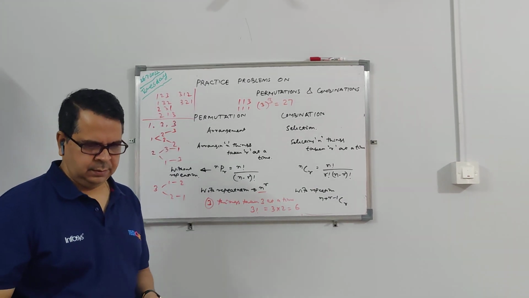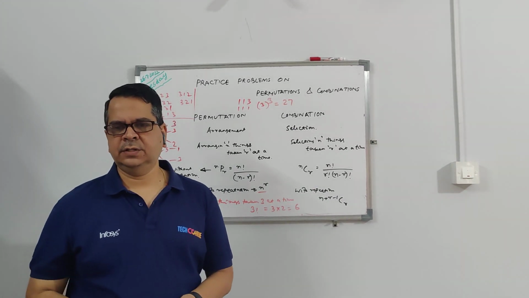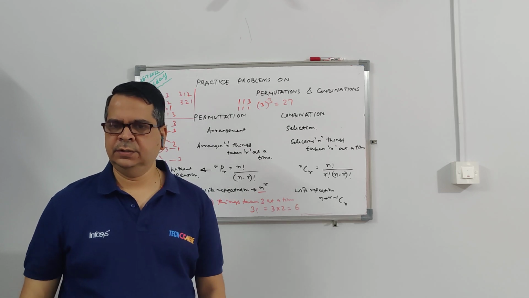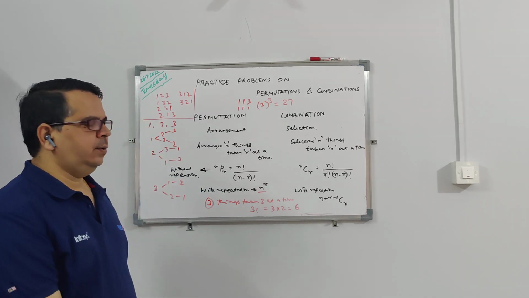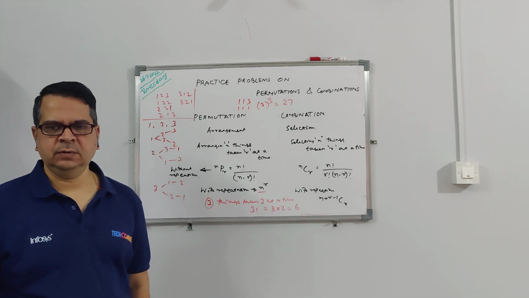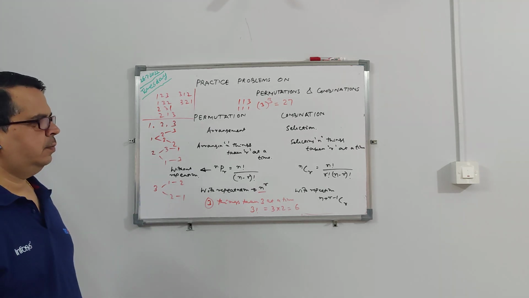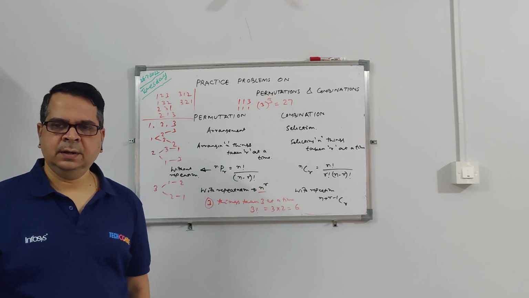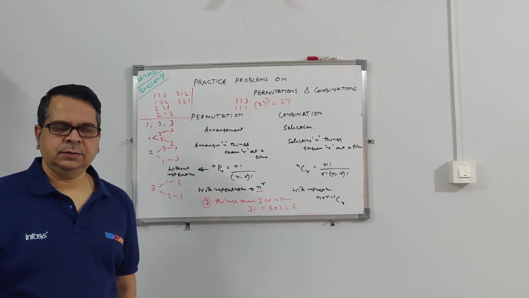Okay, so earlier we have discussed the theory behind permutations and combinations. So today we will solve some examples related to permutations and combinations from previous JEE papers.